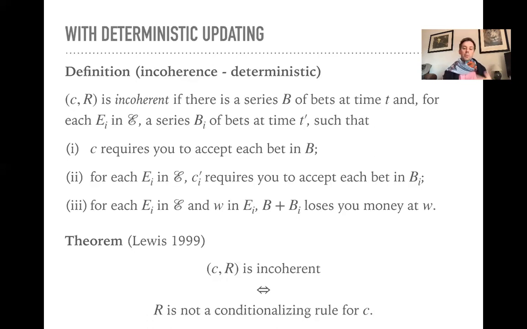Essentially what Lewis did was prove that the pair, your prior credence function and your updating rule, is incoherent just in case your updating rule is not a conditionalizing rule for that prior. Okay, so that seems like a bad thing. It looks like you've justified conditionalizing, or planning to conditionalize, or having a disposition to conditionalize, because if you don't, you're going to be vulnerable to one of these Dutch book strategies. You're going to be incoherent because there's a strategy a bookie could have for making bets against you that are guaranteed to lose you money.